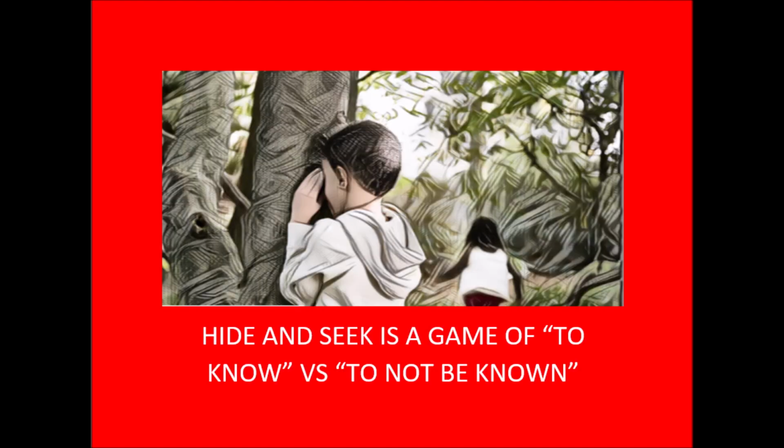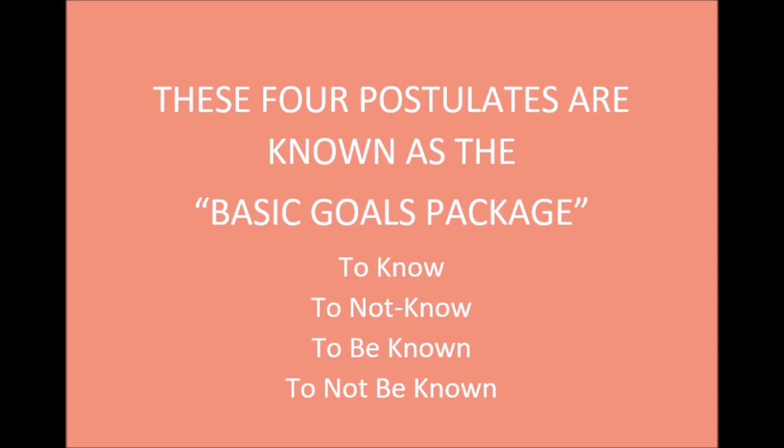When you play hide and seek, you pit your to know postulate against the other's to not be known postulate. If your opponent hides well enough, their postulate proves stronger. If you find them, your postulate wins. These four postulates, to know, to not know, to be known, and to not be known, are fundamental to TROM theory and practice. This package of postulates is known as the Basic Goals Package. There will be more on goals packages later on in these videos.